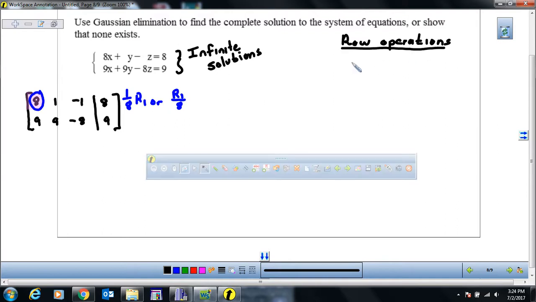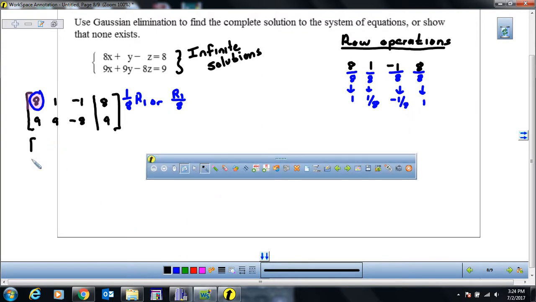So we're going to take the first row, which is 8, 1, -1, and 8, and all we have to do is divide everything by 8. That's going to give me a 1, a 1/8, a -1/8, and also a 1. So we're going to copy those values in my new matrix. My first row is going to become 1, 1/8, -1/8, and 1. And I'm just going to bring down the other values, which is 9, 9, -8, and 9.